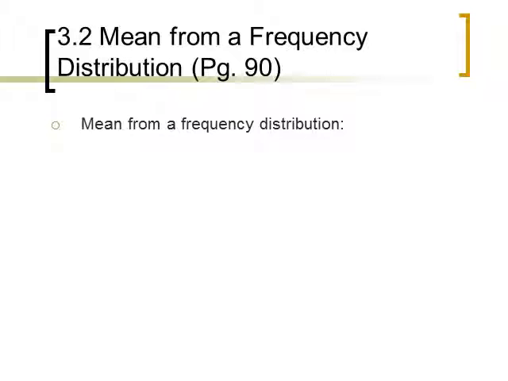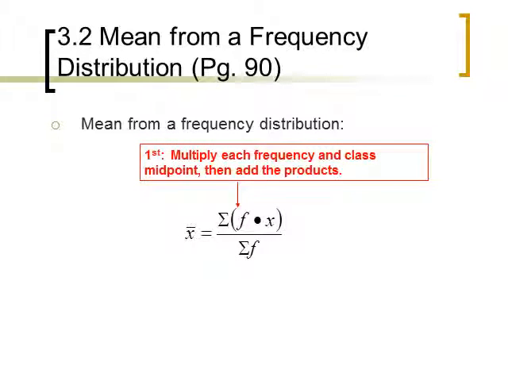We have a formula to help us calculate the mean from a frequency distribution, and this is found on page 90 in your textbook. So it's x bar equals the sum of f times x divided by the sum of f. So let's talk about what's going on in the numerator of this fraction. The Greek letter sigma means sum, and after that you see what you're supposed to do first. It says do f times x.